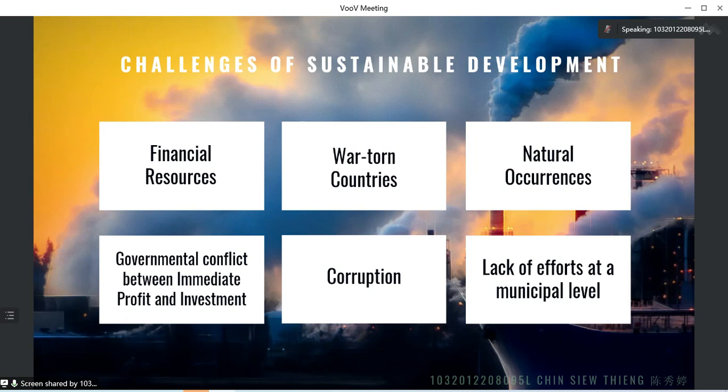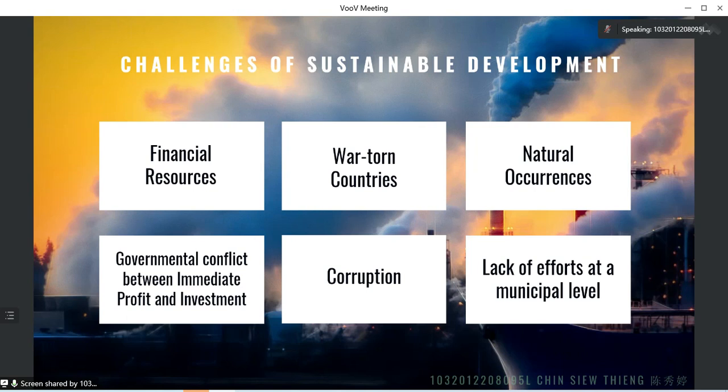The fifth one is corruption. Corruption is one of the biggest issues when a country has to change or adapt to sustainability. Corruption leads to countries being less developed and unable to transform and change their economy to a higher value.